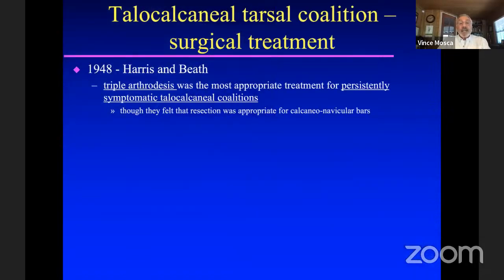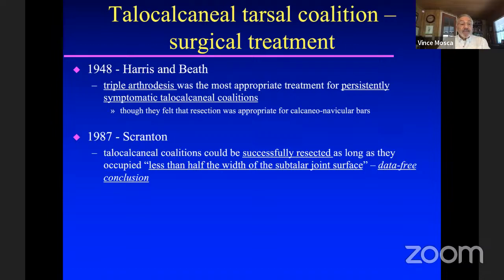As for the talocalcaneal or subtalar tarsal coalitions, here's the real debate. In 1948, Harris and Beath said that the management for painful talocalcaneal coalitions was triple arthrodesis, period. No other options, just triple arthrodesis. They recommended resecting the calcaneonavicular ones we just talked about. They said, yeah, you can resect those. But for these, they said pain, triple arthrodesis.